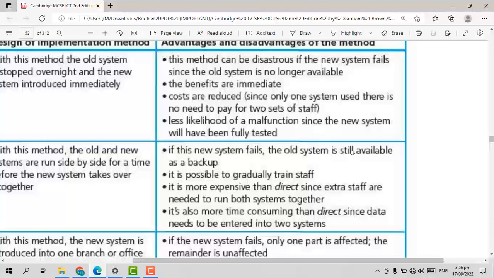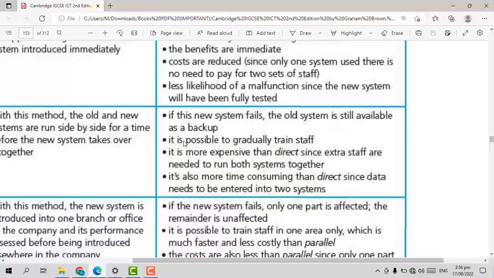That's an advantage. It is possible to gradually train staff. Now, I have the old system and the new system working together. I can pull out one employee after the other so that I can train them how to use the new system. That's another advantage. It's possible to gradually train staff.